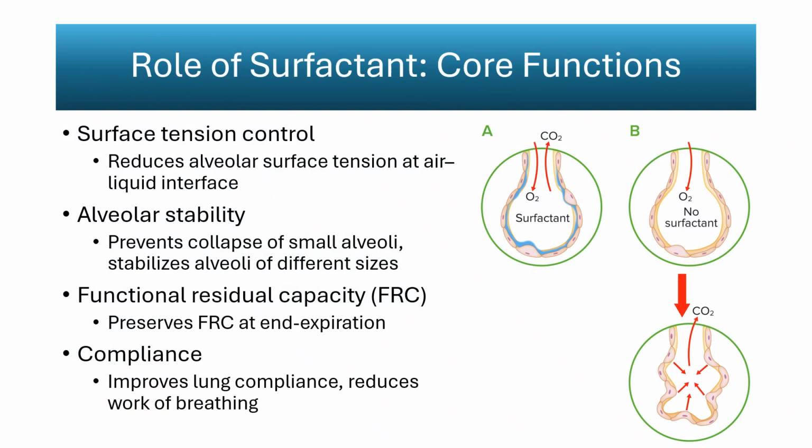Surfactant is central to postnatal lung stability. Its most important property is the ability to reduce surface tension at the air-liquid interface of the alveolus. Without it, the natural tendency of surface tension is to collapse the smallest alveoli at end expiration. By lowering that tension, surfactant stabilizes alveoli of different sizes, preventing the smallest units from emptying into larger ones.